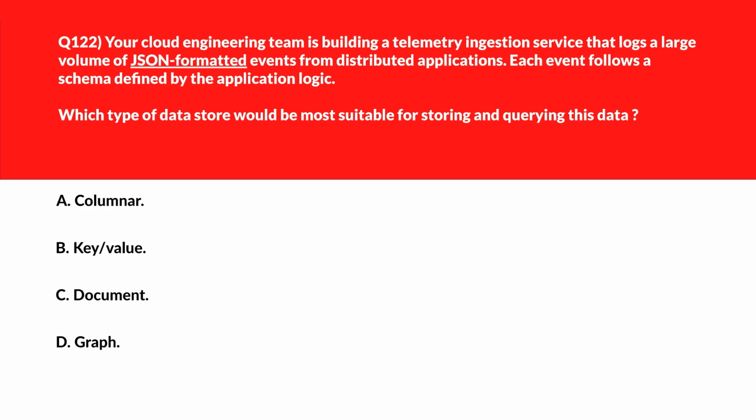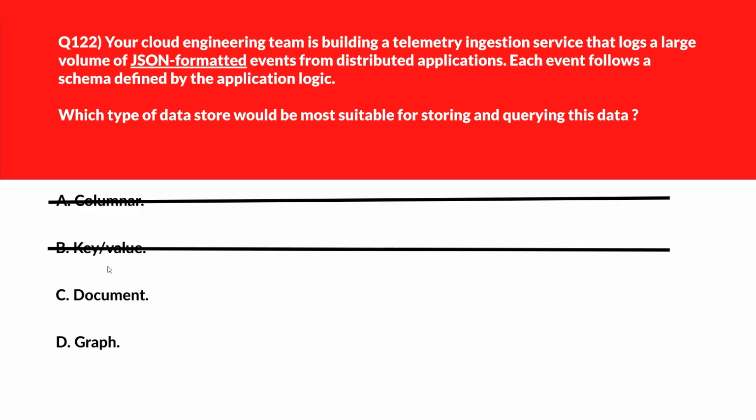Alrighty, now let's look at this question. This is all about JSON formatted. Option A is columnar. Columnar databases are designed for high performance analytics on structured tabular data, not for storing schema flexible JSON documents. Wrong answer. We'll move to B. B says key value. Key value stores are built for fast retrieval using simple keys, not for querying structured JSON with nested fields or schema logic. Wrong answer. We'll move to C.